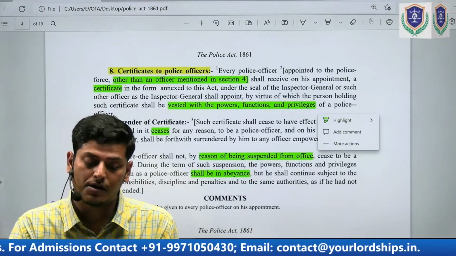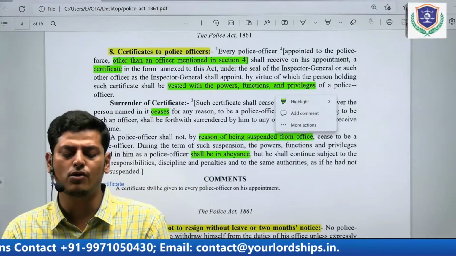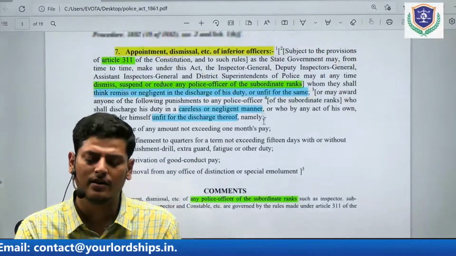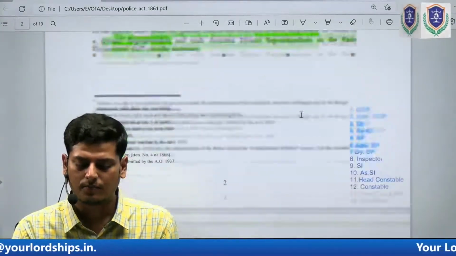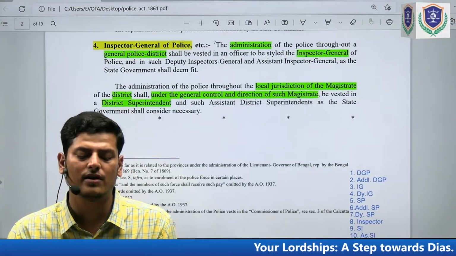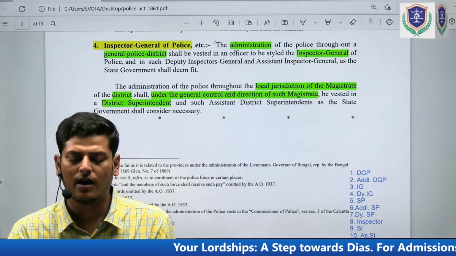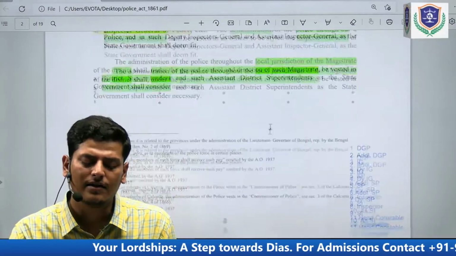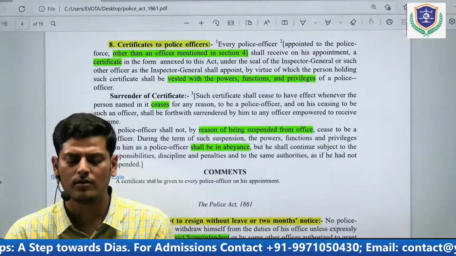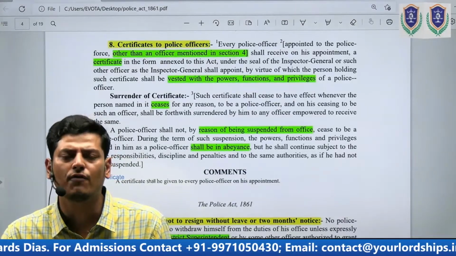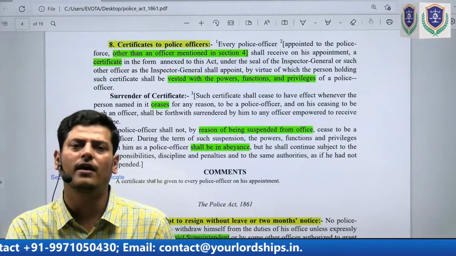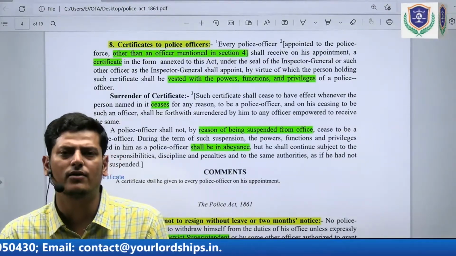And then in certificates also: every police officer other than the officer mentioned in Section 4. In Section 4 I have told you there is the Director General and the Inspector General. Here you'll see Inspector General, Director General, Deputy Inspector General, Assistant Inspector General. Other than these officers, every police officer shall receive a certificate which is signed by whom? Which is sealed under the seal of which officer? Obviously the head of the general police district, that is the Director General. So this amendment is also incorporated here as well.